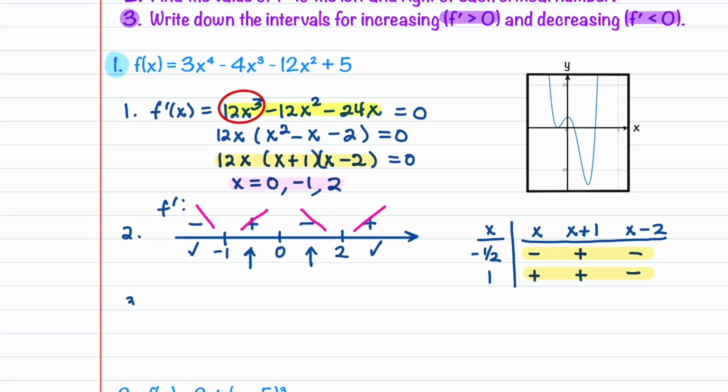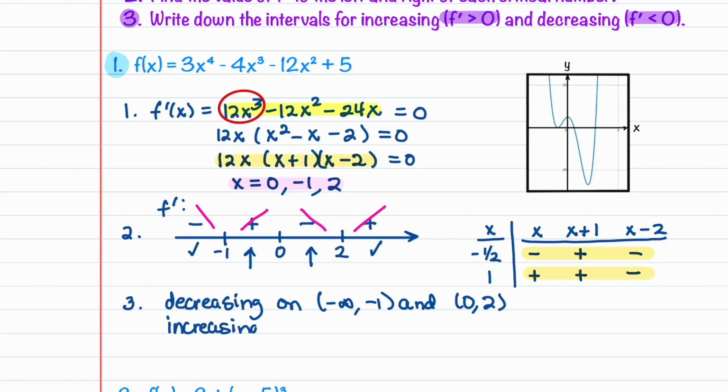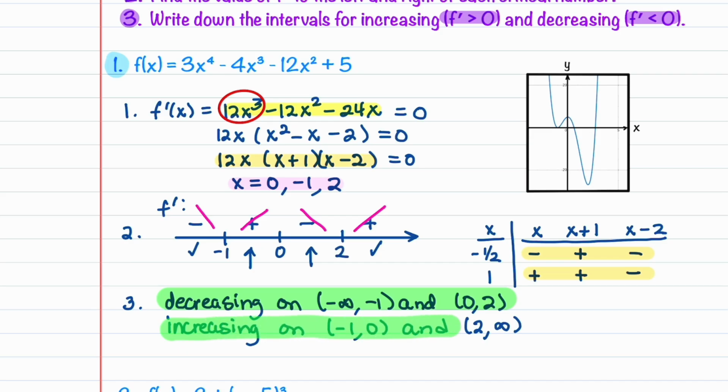Now we can just write down the intervals for increasing and decreasing. Our function is decreasing on the interval from -infinity to -1 and on the interval from 0 to 2. And then our function is increasing on the interval from -1 to 0, and then our rightmost interval from 2 to infinity. And we'll go ahead and highlight those answers.